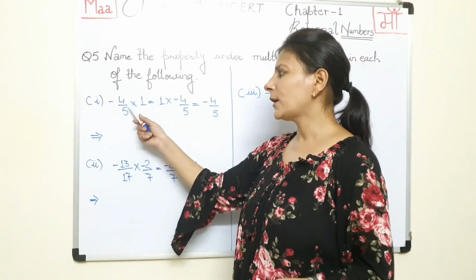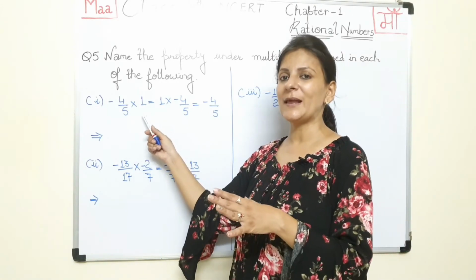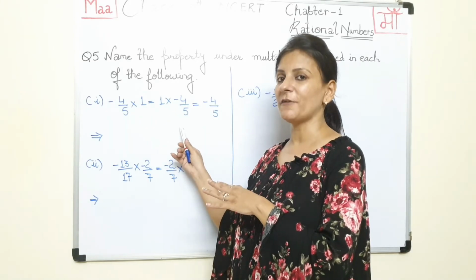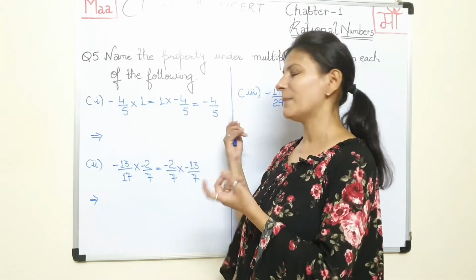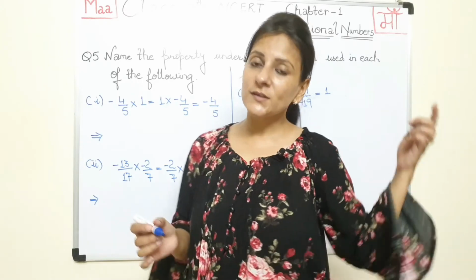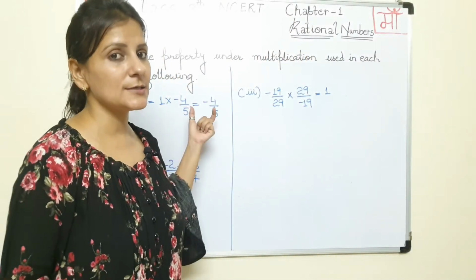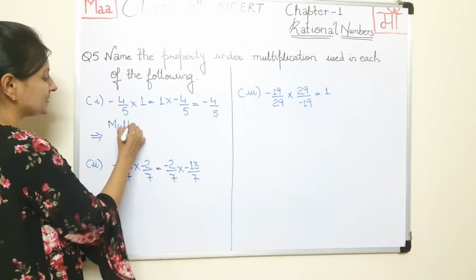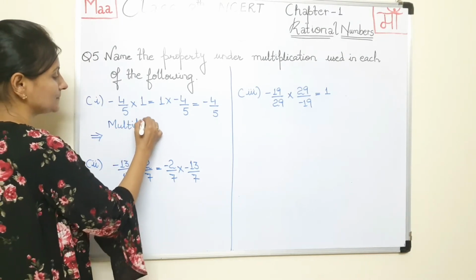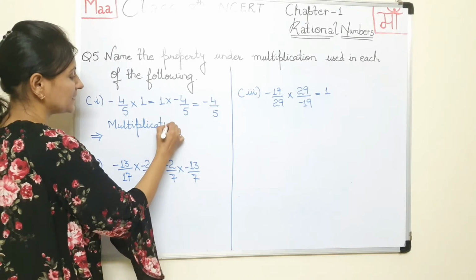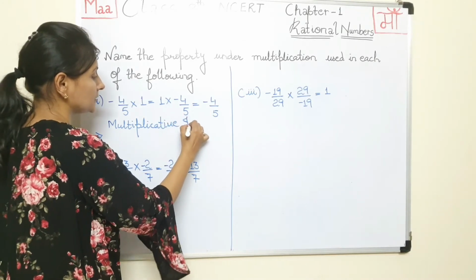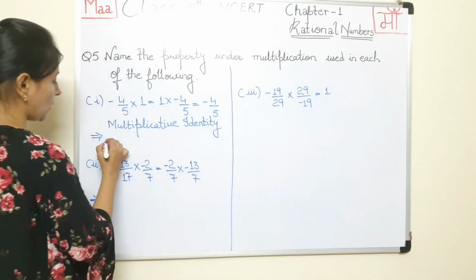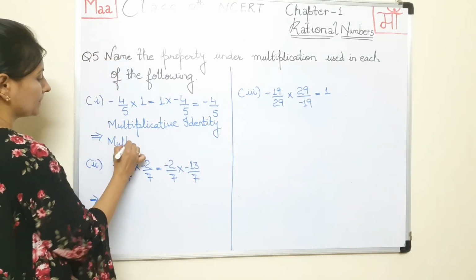ओके, सो हेयर -4/5 को 1 से मल्टीप्लाई किया जा रहा है लेफ्ट हैंड साइड में, और राइट हैंड साइड में 1 इंटू -4/5 को मल्टीप्लाई किया जा रहा है. तो आंसर क्या आएगा? -4/5. तो जब भी हम 1 से मल्टीप्लाई करते हैं किसी रेशनल नंबर को, तो उस प्रॉपर्टी का नाम आप लेते हैं मल्टीप्लिकेटिव आइडेंटिटी. मल्टीप्लिकेटिव आइडेंटिटी, और यू कैन से मल्टीप्लिकेटिव property of 1.